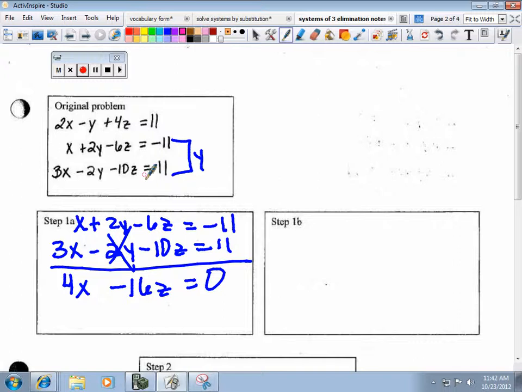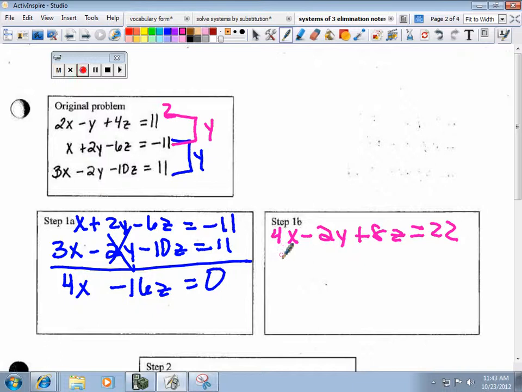Choose a different combination of 2, but you still have to get rid of your y. Since we canceled the y to start with, we've got to stick with that. So you can either do 1 and 2 or 1 and 3. And in my opinion, 1 and 2 are set up better to get rid of the y because they already have opposite signs. You're going to take your first equation and you're going to multiply everything by 2 so that you'll have a negative 2y there. So that gives you 4x minus 2y plus 8z equals 22.